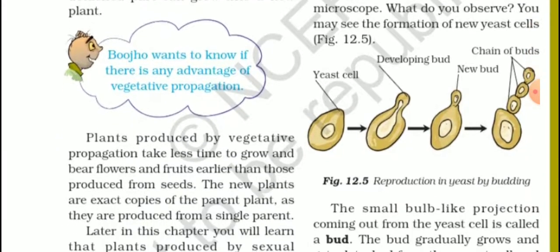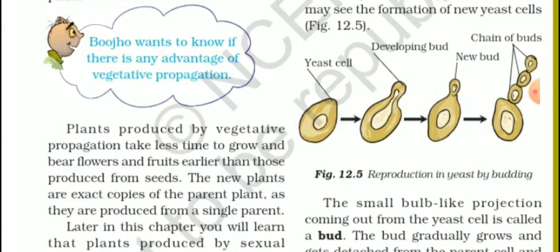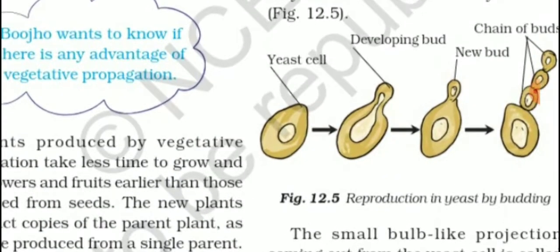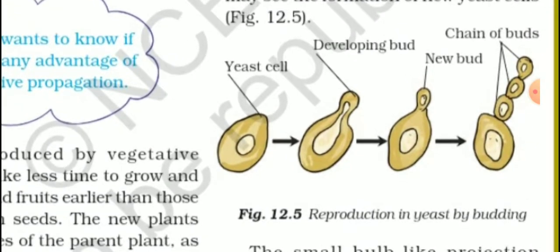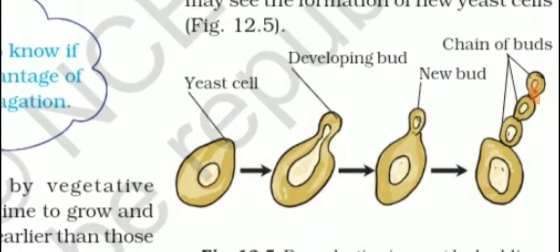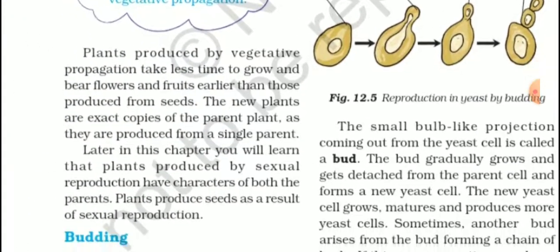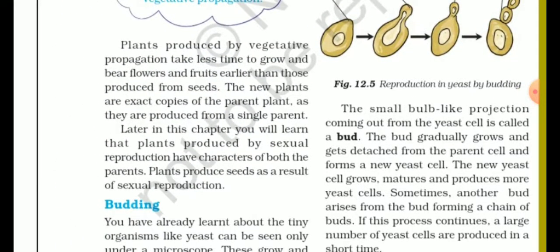Okay, listen. Reproduction in yeast by budding. Yeast cells developing a bud. This one is a new bud. Next, chains of buds. That is a reproduction in yeast. See the picture, students. This one is yeast, developing bud, new bud, chain of buds. The small bulb-like projections coming out from the yeast cell are called buds.